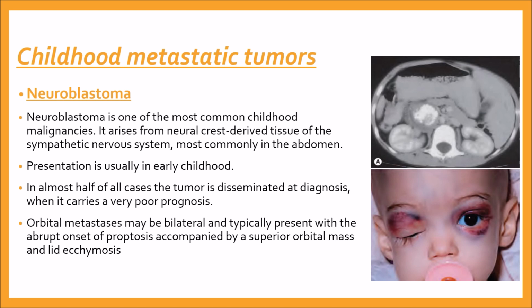Next is childhood metastatic tumors. The most common in the first one is the neuroblastoma. Now, neuroblastoma is one of the most common childhood malignancies. It arises from the neural crest-derived tissues of the sympathetic nervous system, most commonly in the abdomen, as you can see in the axial CT, which shows a tumor adjacent to the kidneys.